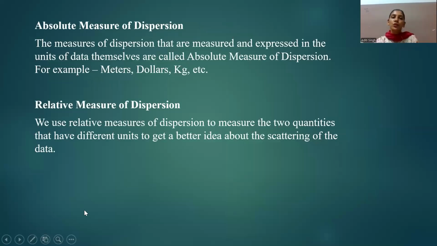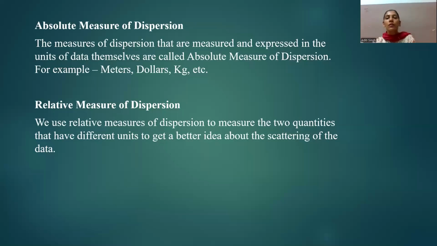Okay, so let's understand the meaning of absolute measure of dispersion and relative measure of dispersion. If we talk about the absolute measure of dispersion, the measures of dispersion which are expressed in terms of the original unit of a series are known as absolute measures. So absolute measures are expressed in concerned units like meter, dollar, kilogram, rupees, centimeter, etc. Such measures are not suitable for comparing the variability of two distributions which are expressed in different units of measure.